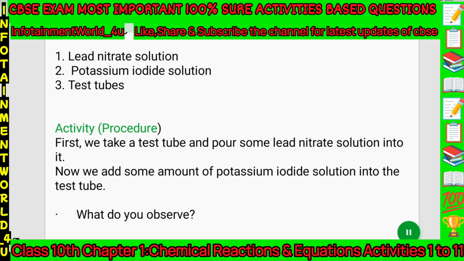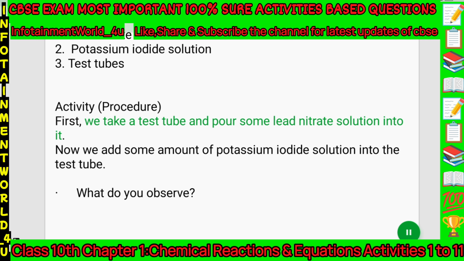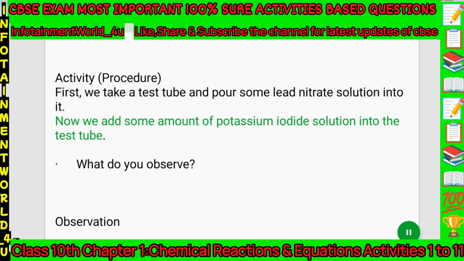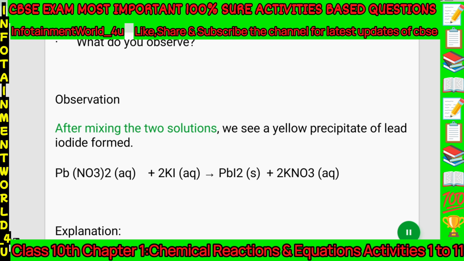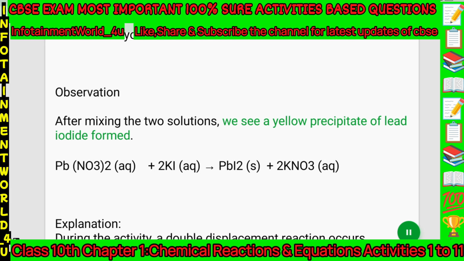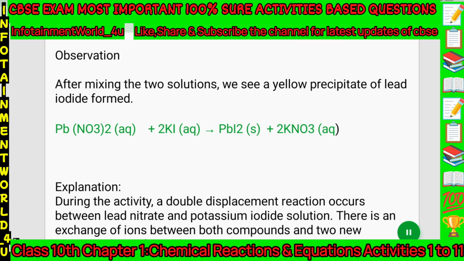Activity procedure. First, we take a test tube and pour some lead nitrate solution into it. Now we add some amount of potassium iodide solution into the test tube. What do you observe? Observation. After mixing the two solutions, we see a yellow precipitate of lead iodide formed. Pb(NO3)2 (aq) plus 2KI (aq) gives PbI2 (s) plus 2KNO3 (aq).